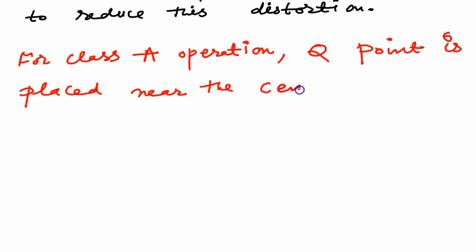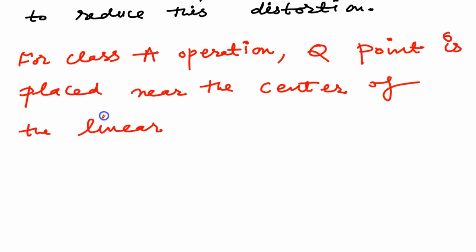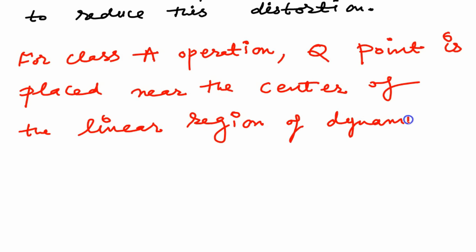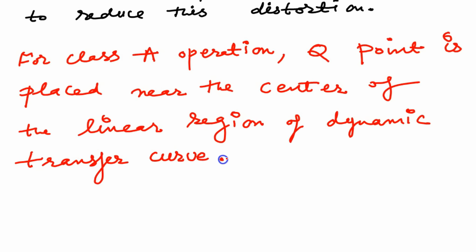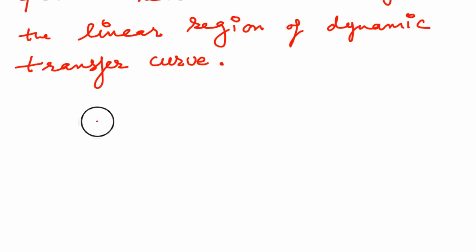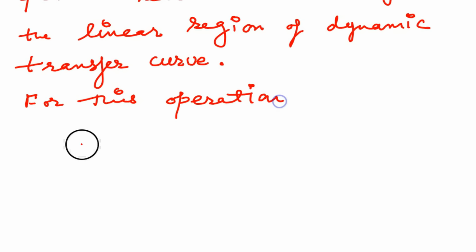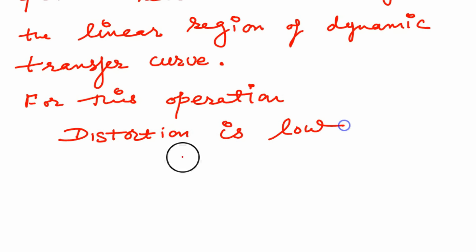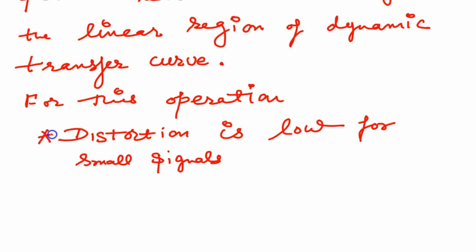Now it is important for the class A operation that the Q point should be placed near the center of the linear region of the dynamic transfer curve. This is the most important condition for the class A operation, that the Q point should be exactly at the middle of the transfer curve. With that, for this operation, distortion is low for small signals, number one.